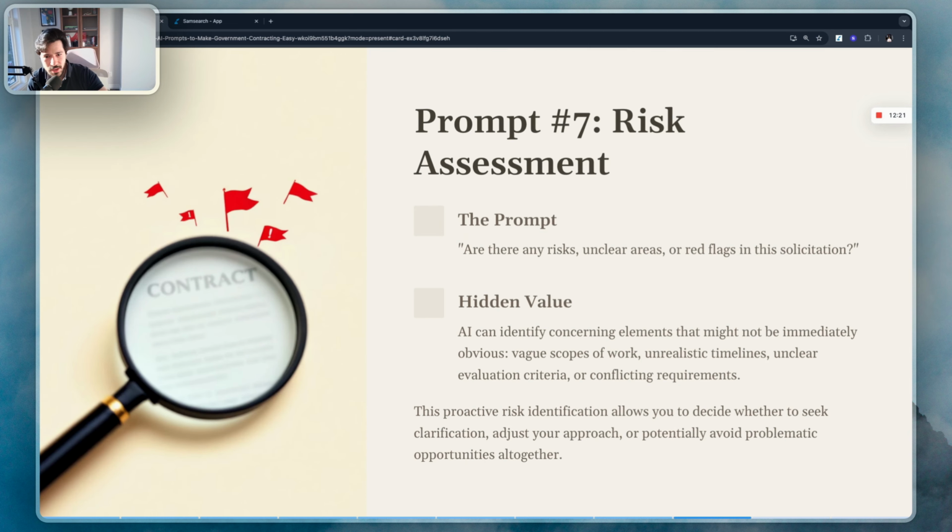And then we want to ask about risk assessment. I haven't seen a lot of people ask or consider this option, but we want to see what the hidden risks are, if there are any red flags, if there are issues that the AI might see and that are not visible to us. So the AI can identify concerning elements that might not be immediately obvious. And that's why we always ask this question: are there any risks, unclear areas, or red flags in the solicitation?